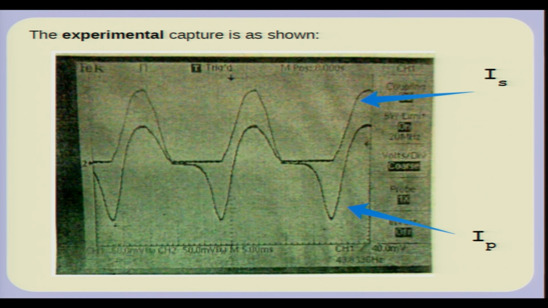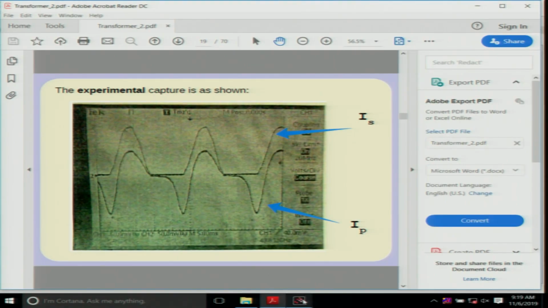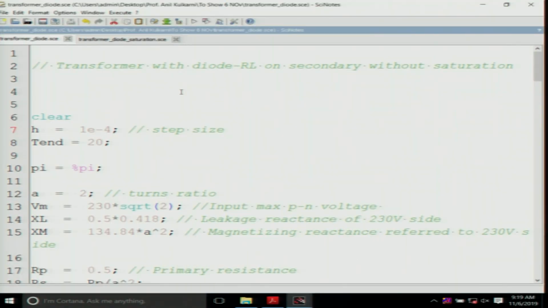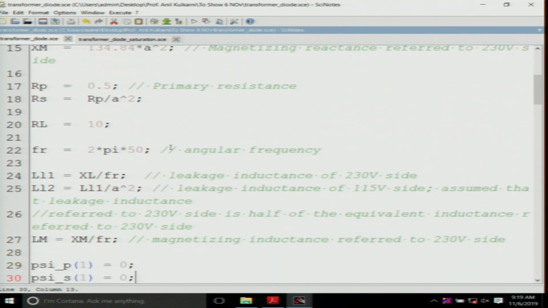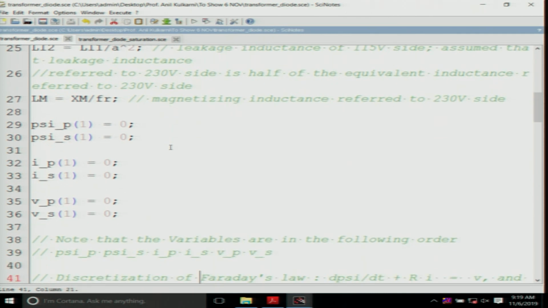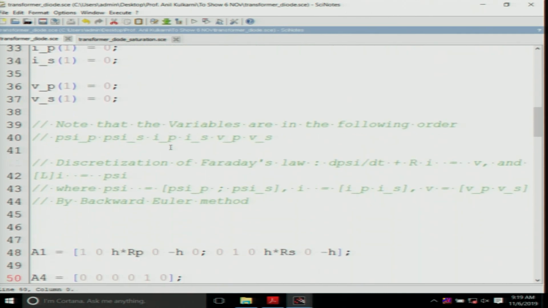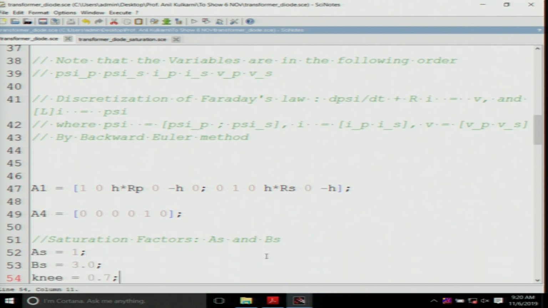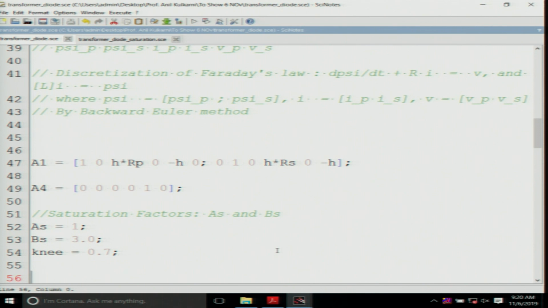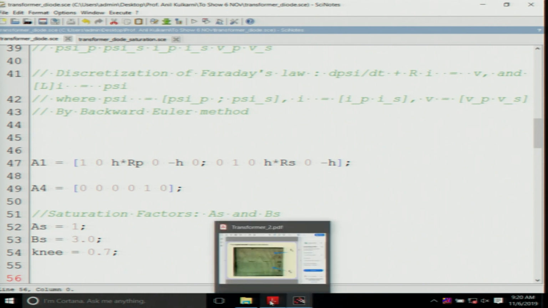So, what we did was we simulated this circuit. We have actually simulated this circuit without saturation first. This is a program which will be given to you along with the course material. You can just go through it. We have actually numerically integrated the equations of the transformer. So, please go through this carefully. And once we run this, we will not run this because it takes a bit of time.